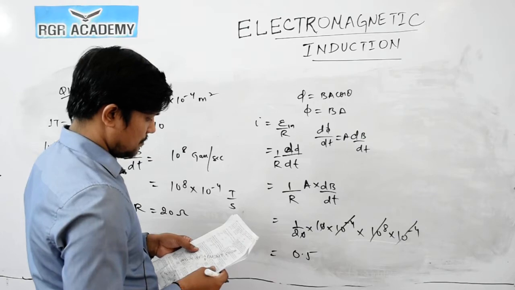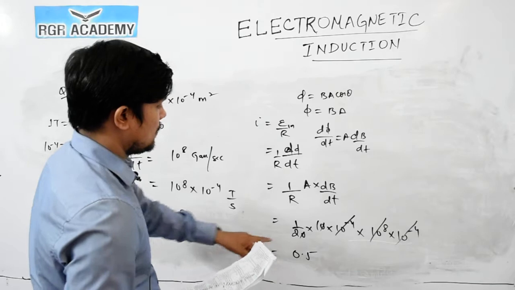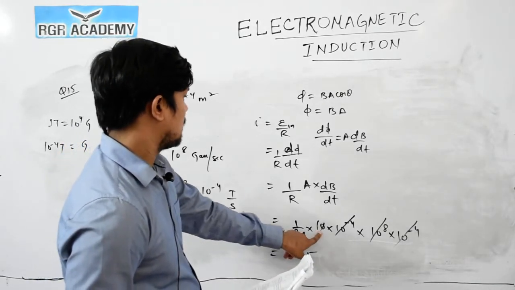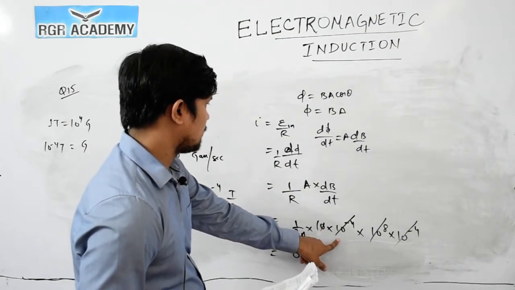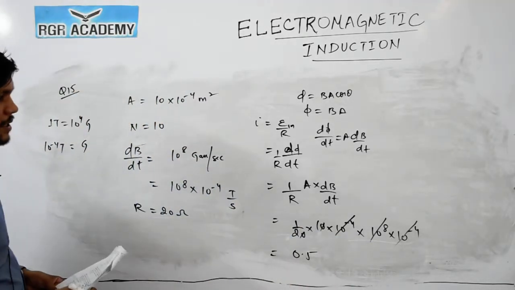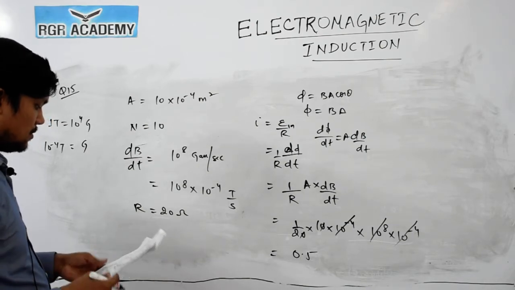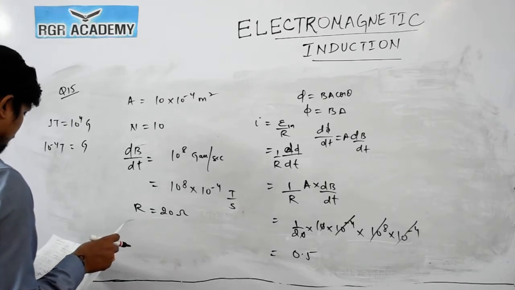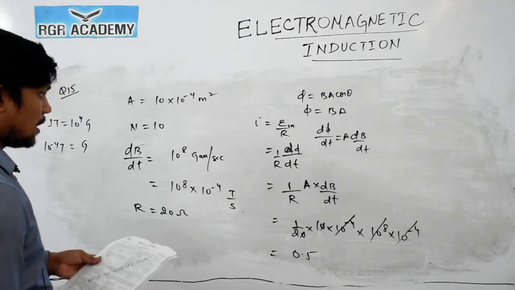so 10 centimeter square, so correct, B into A, that is 10 into 10 to the power minus 4, and this one is how much, dB by dt is 10 to the power minus 4. So the current is 0.5 ampere. So just wait, I will check the answer. Okay, number of turns, answer is 5 ampere.